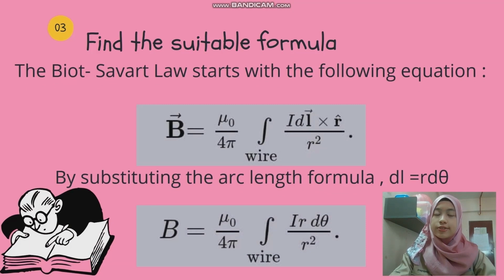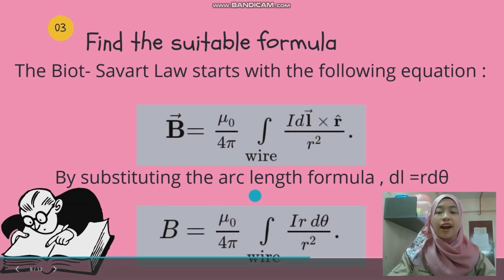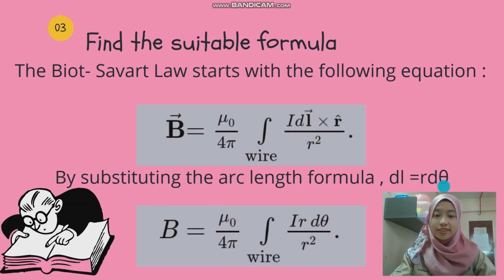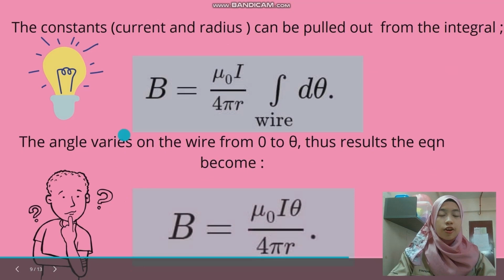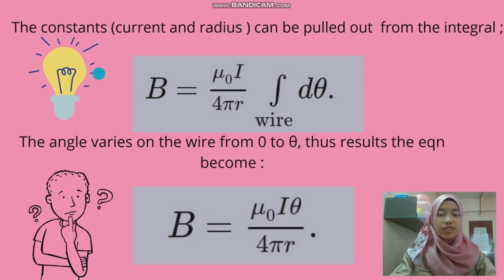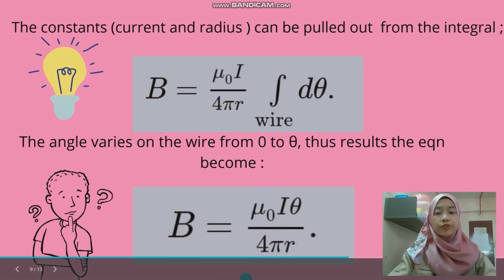After that, we need to find the suitable formula to be used in this question. Because we want to find the magnetic field at the center of the circular arc, we need to substitute the arc length formula, which is dl equals r d theta. So here we get this equation. After that, we pull out the constants, which are current and radius, from the integral and put them at the left side of the equation. The angle varies on the wire from 0 to theta, thus the equation becomes like this. So the magnetic field equals mu naught I theta divided by 4 pi r.